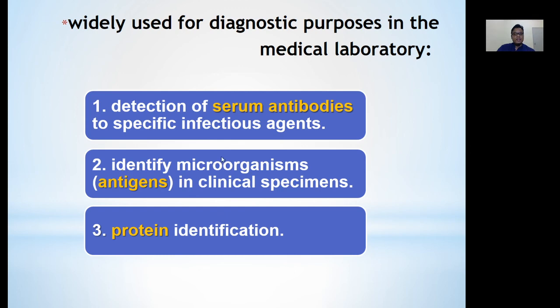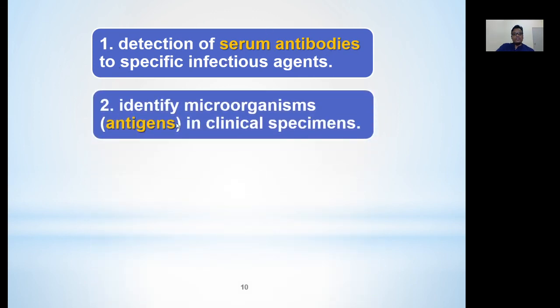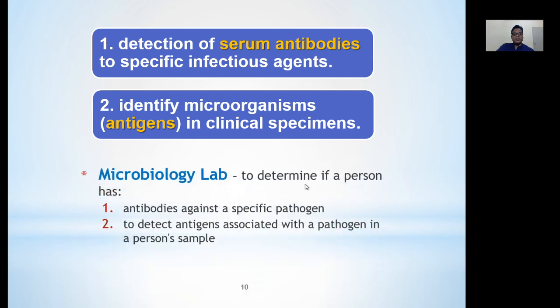Second, we can also detect the antigen itself, identify microorganisms or antigens, and protein. Other than pathogen or infectious agent, we can use serology or immunoassays to detect various types of antigens or proteins in diseases other than infectious disease. Example of the application in detecting antibodies and antigens in microbiology lab, you can determine if a person has antibodies against a specific pathogen. They mean they are being infected, they produce antibodies against it, so we can detect that, or we can detect the antigen itself.